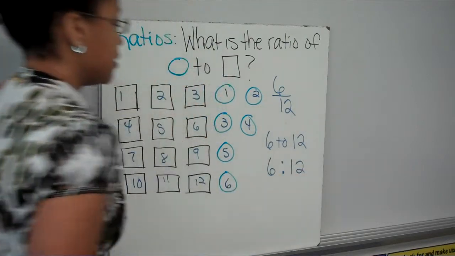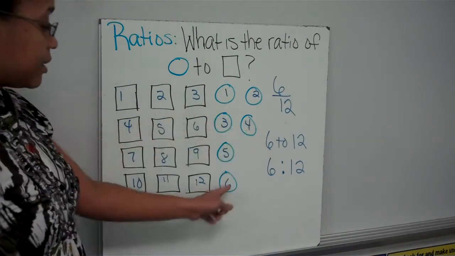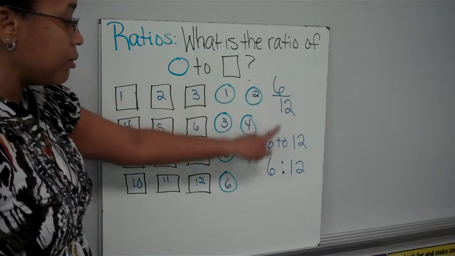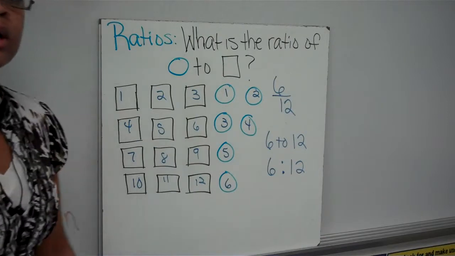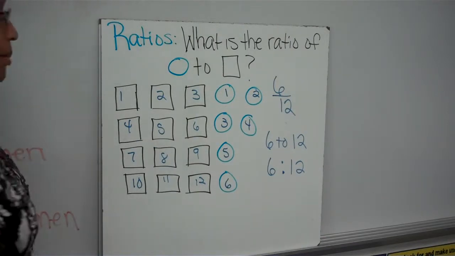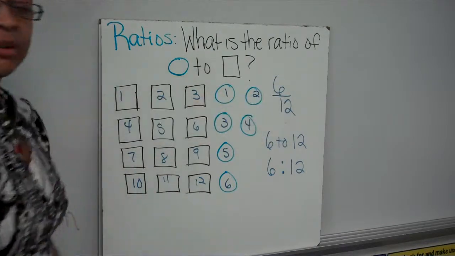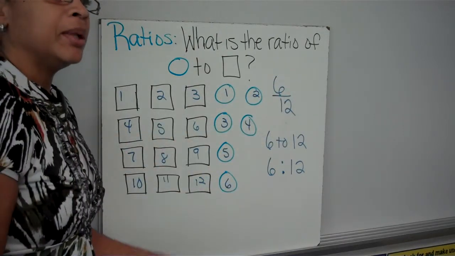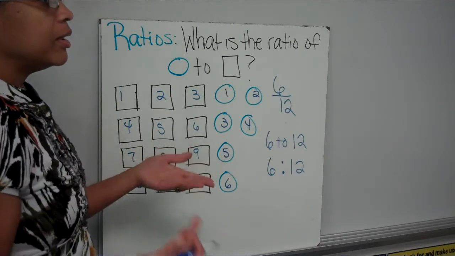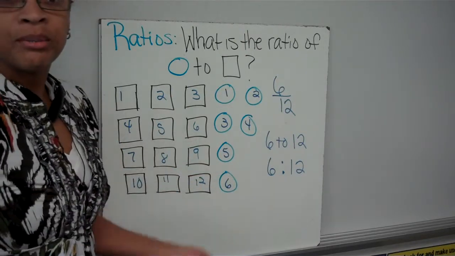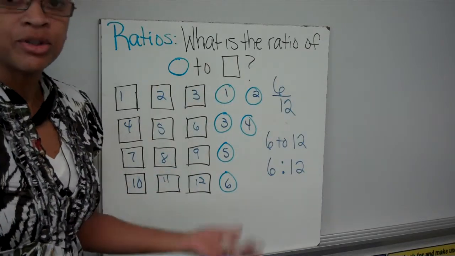Either way I write this, the quantity that represents the blue circles needs to be first. And since there were 6 blue circles, I have 6 as my numerator, 6 in front of the word "to," and 6 in front of the colon, so that that quantity is represented first. Also, you want to make sure you simplify this because most ratios are going to need to be simplified on your EOG or your benchmark.